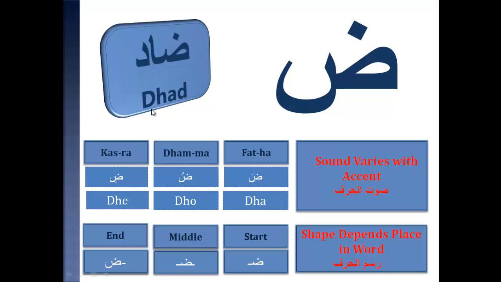The next letter is dad. The three basic sounds are da, du, and di. Similar to the sad, only the front end is written for the beginning and the middle of the word, and the full shape of the letter is written at the end.